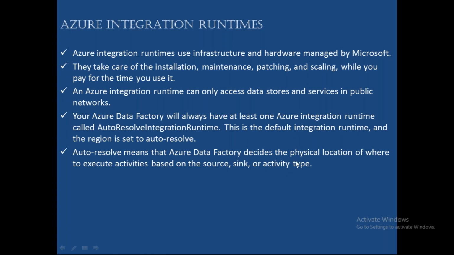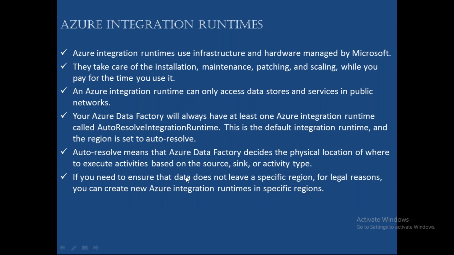or otherwise in activity type, based on the other activities. If it is a copy activity, it is going to decide based on the sink location. If it is other activities like execute pipeline activities, some other activities, it is decided based on the activity type. Okay. Next, if you need to ensure that data does not leave a specific region for legal reasons, you can create new Azure integration runtime in specific regions. Okay, what it means is, for example, you don't want to move data into other regions. So I want to, at any cost, I want to bring.